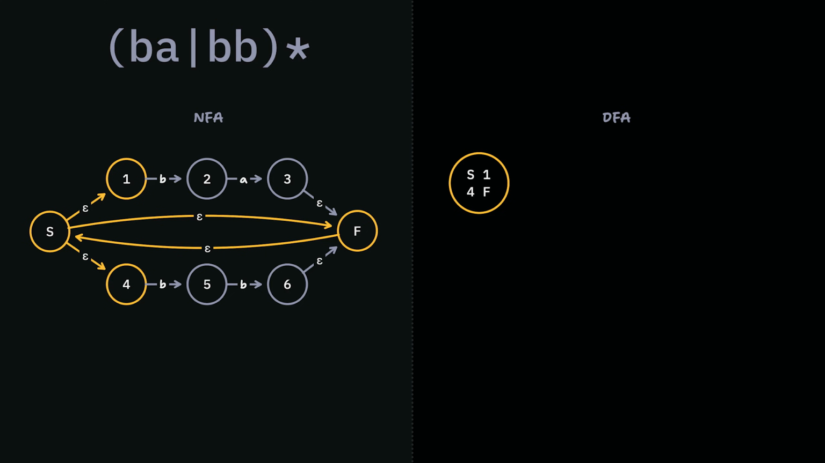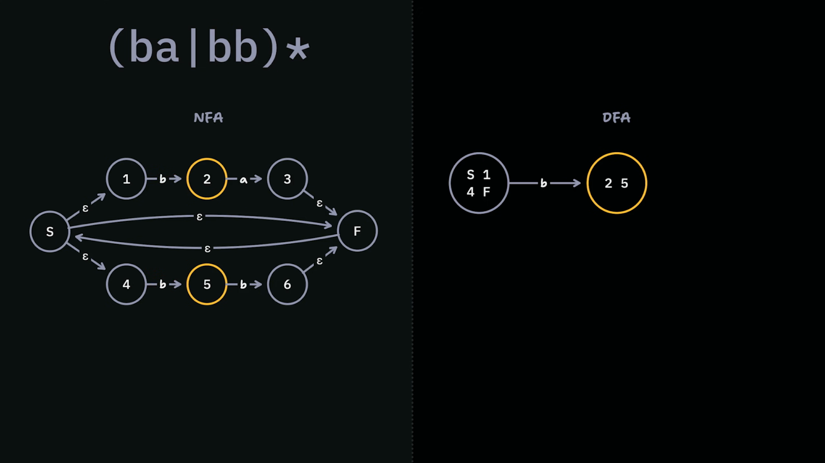Next, we ask the question, in this state, what symbols can the NFA accept? And in this state, we have two transitions possible, both of which only accept the symbol B. So our DFA is going to need a B transition out of this state. And now we need to ask the question, what states are going to be active if this NFA accepts a B symbol? And in this case, it's only 2 and 5, which become the next state in our DFA.